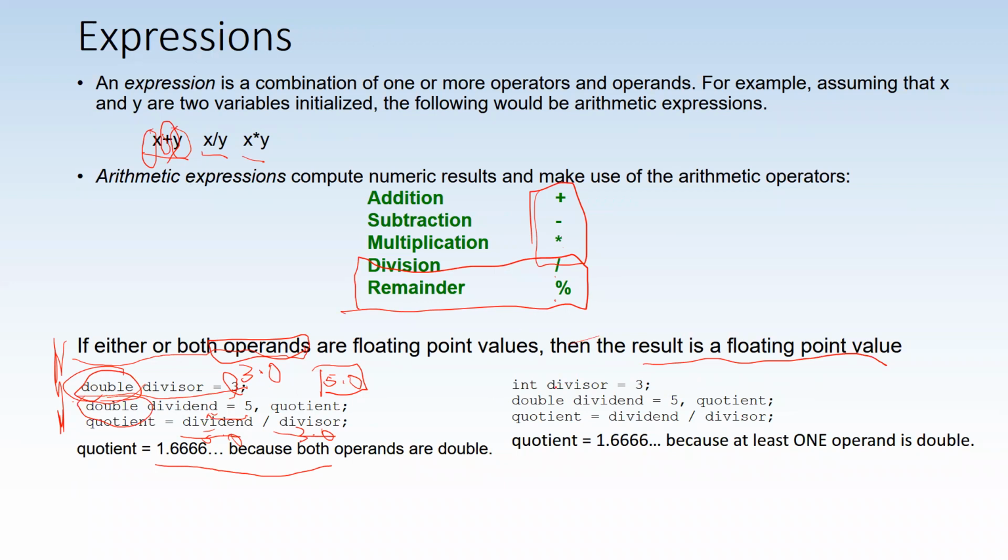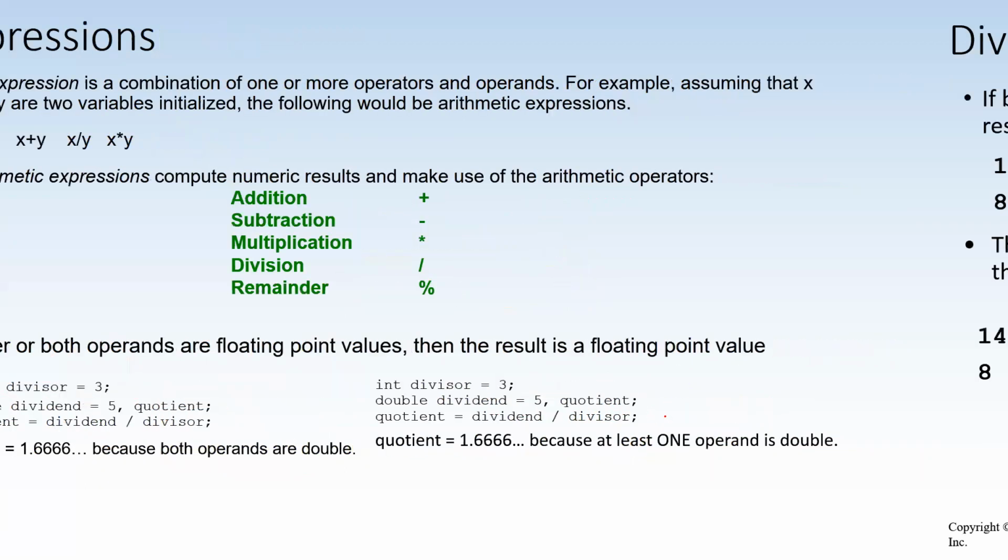Now let's look at this one. This is an int, and this is a double. One of them is an int, but this one is a double. So the result is also a double. If either or both, okay? If one of them is a double, then the result is a double.